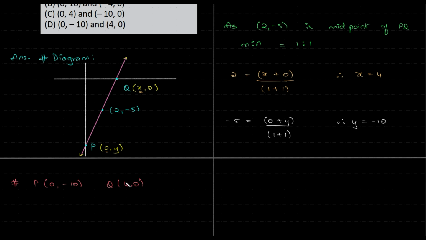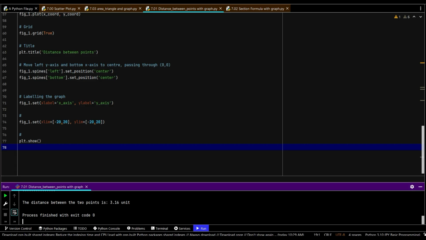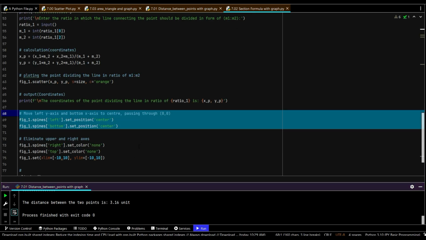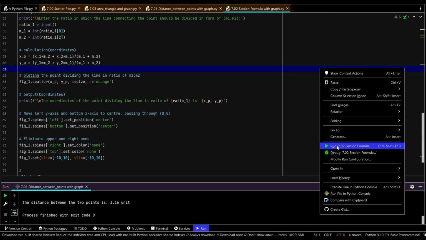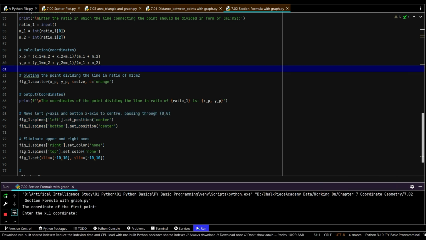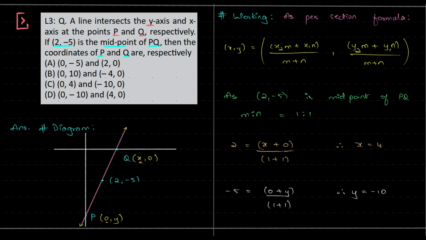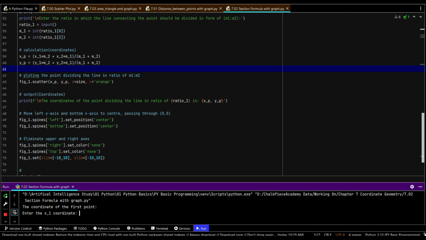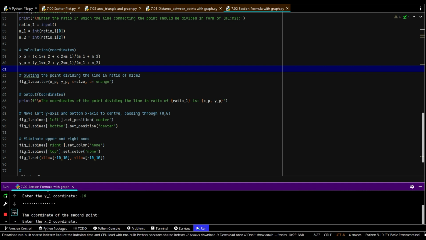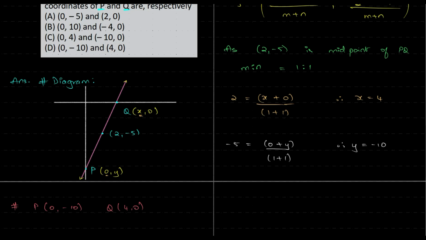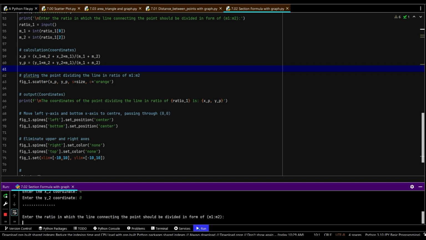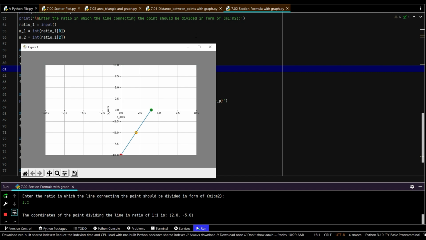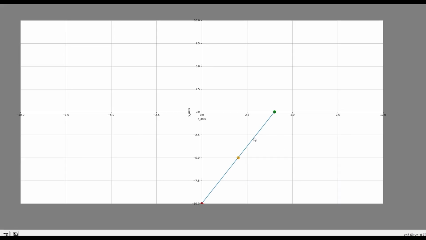That's it. Let me show it so that we can understand the concept clearly. Let me simulate this. We are to enter the points. What are the points? I think they are (0, -10) and (4, 0). The ratio is 1 is to 1. Okay, and yep, see, we got the answer.